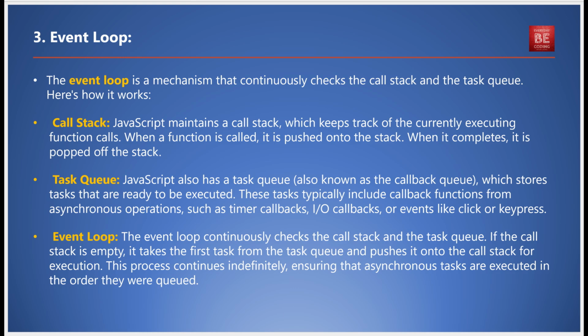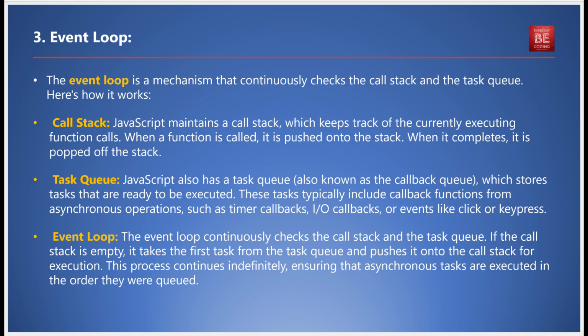Then we have the task queue. This is a storage system for tasks ready to be executed. These tasks often include callback functions from asynchronous operations, such as timer callbacks, I/O callbacks, or even events like a click or a key press.